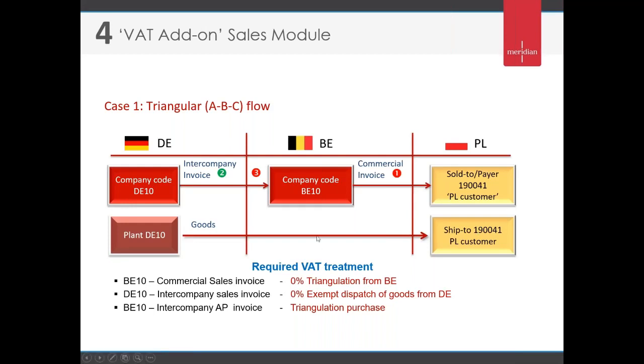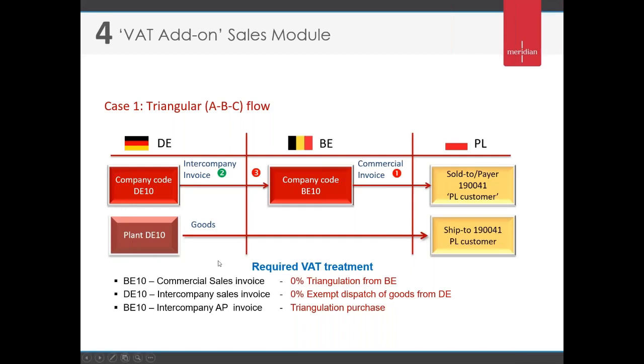And probably one of the most important rules is that we as Party B need to ensure that our customer, our sold-to party, has a VAT registration number in the country of destination so that they can perform the acquisition, so that triangulation can be applied.